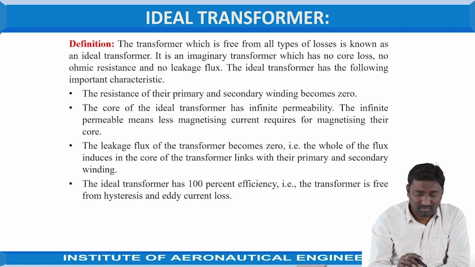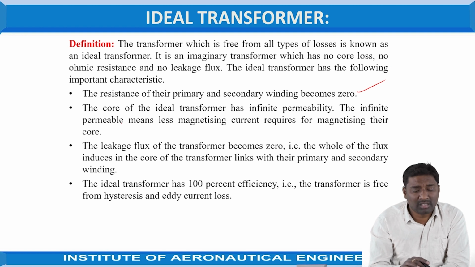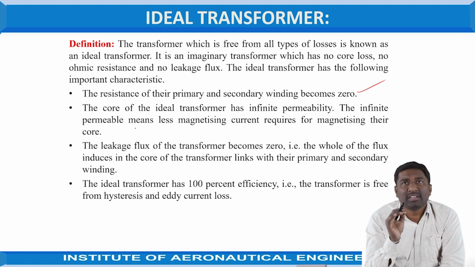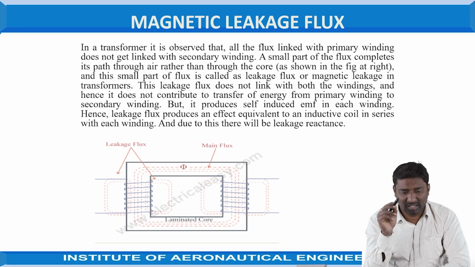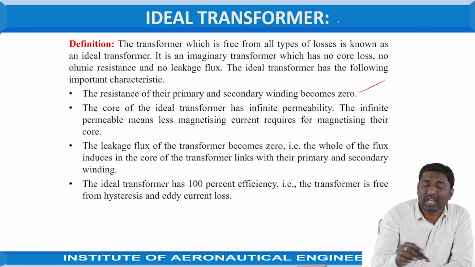That is, the resistance of the primary and secondary windings becomes zero, and the core of the ideal transformer has infinite permeability. Infinite permeability means less magnetizing current is required for magnetizing the core. And also the ideal transformer has 100% efficiency, that is, the transformer is free from all types of losses, that means hysteresis losses or eddy current losses. Okay. So this is about the ideal transformer.